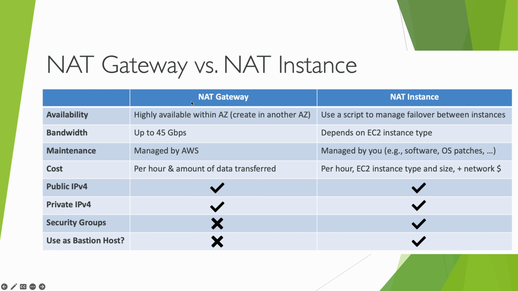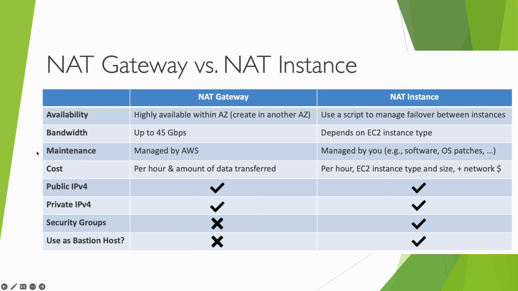We'll see. Coming to availability, NAT gateway is highly available within an availability zone. For a NAT instance, you need to use manual scripts to handle the failover between the instances. But NAT gateway has an option to go with multiple availability zones, and it gives high availability. Coming to bandwidth, the bandwidth of NAT gateway is up to 45 Gbps. In the NAT instance, it depends on the instance which you create. We have different types of instances, different types of configurations, right? So it depends on the instance which you select.